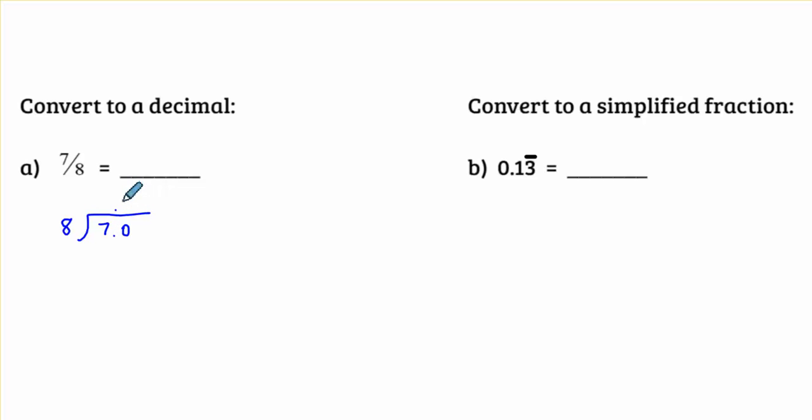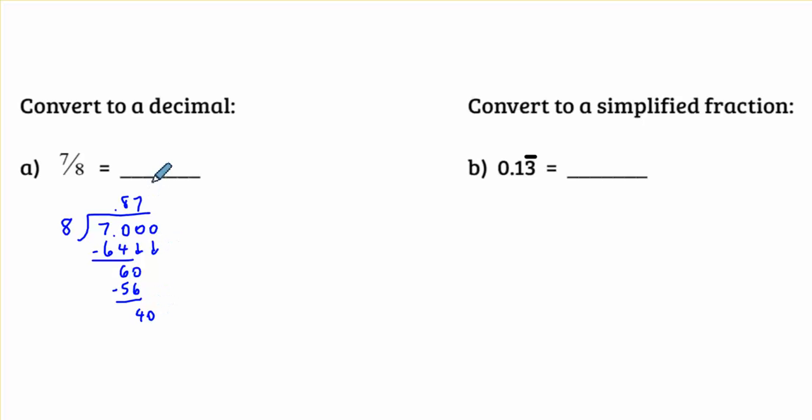8 times 8 is 64. I subtract 70, take away 64 is 6. Put up a 0 and bring it on down. 8 goes into 60 7 times. 7 times 8 is 56. I subtract and I get 4. Put up another 0, bring it on down.